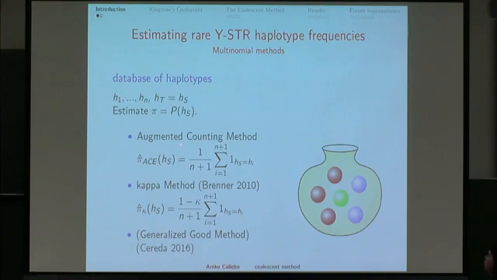So we have here not 1 over n+1, but 1 minus kappa over n+1. And kappa here is the proportion of singletons in the database, so of the haplotypes seen only once in that database. So this is also called the adjusted counting method because it's quite similar.